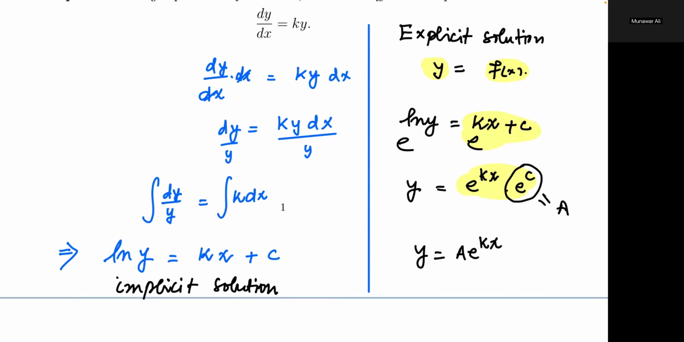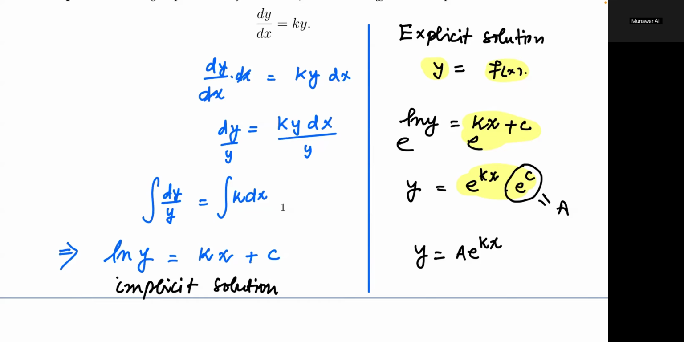Now, since a is an arbitrary constant, you can choose any value of a and that will still be a solution. But k is not an arbitrary constant, because the value of k is coming from the differential equation. You can see in the differential equation, k is there. But again, you can choose any value of k and that would still be a solution. But you have to put the same value of k in the differential equation as well.